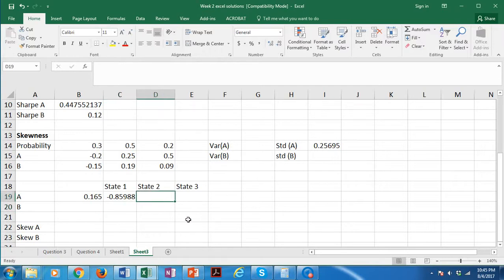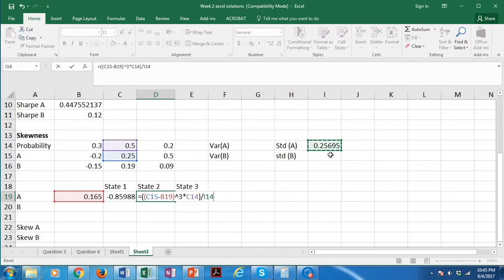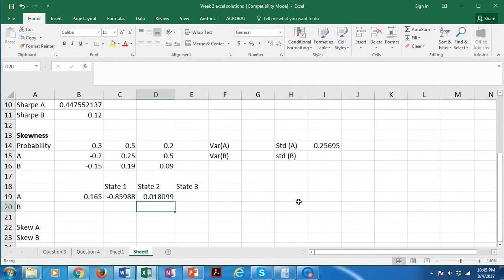and we need to do the same for state 2 and state 3. So equal individual return minus expected return. So once again, let's put a bracket, then cube multiplied by the probability. We put a whole bracket, then divided by standard deviation, and we put the cube again. So that's for state 2, and we do the same thing for state 3.